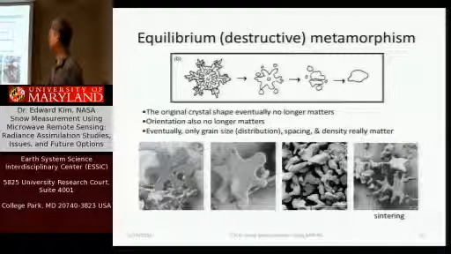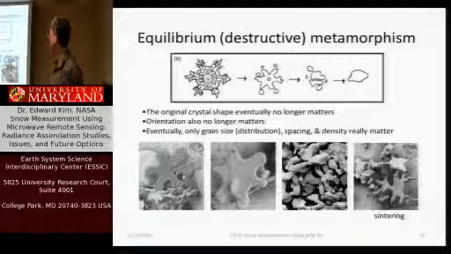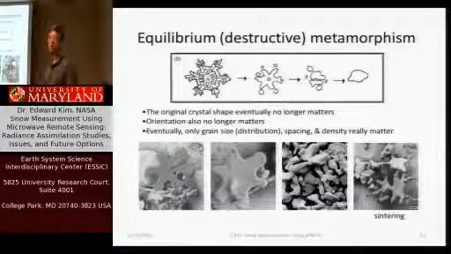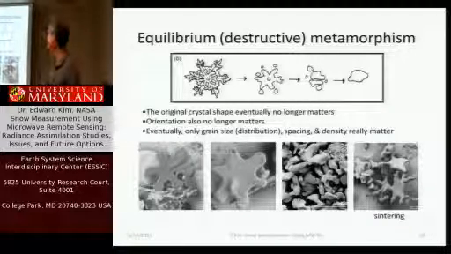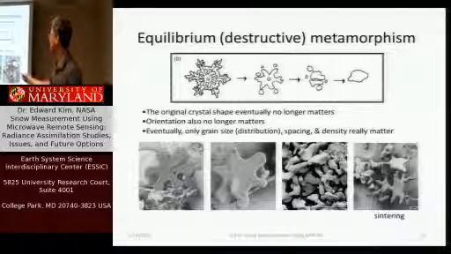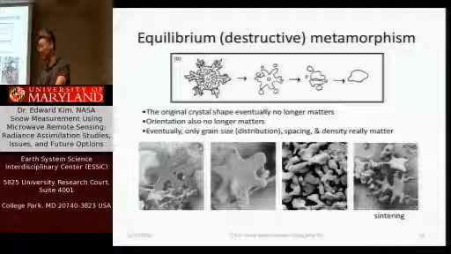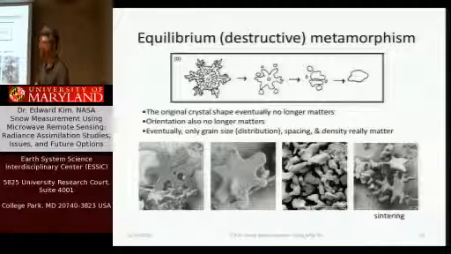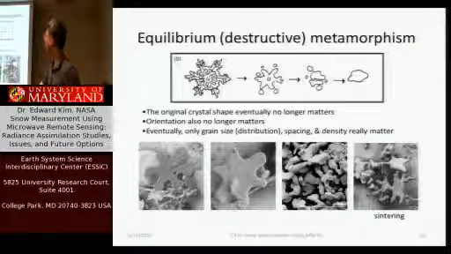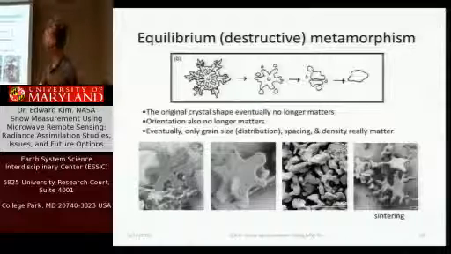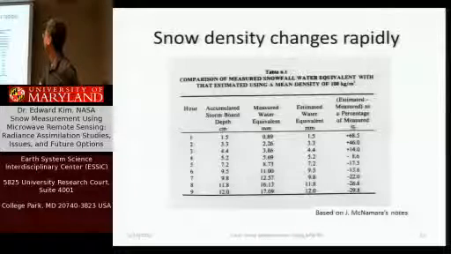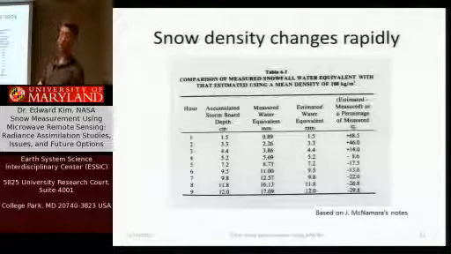Right? And here are electron microscope pictures that show you what really happens. This is representative of one of the main types of metamorphism within snow. Right. The other thing is that density changes dramatically.